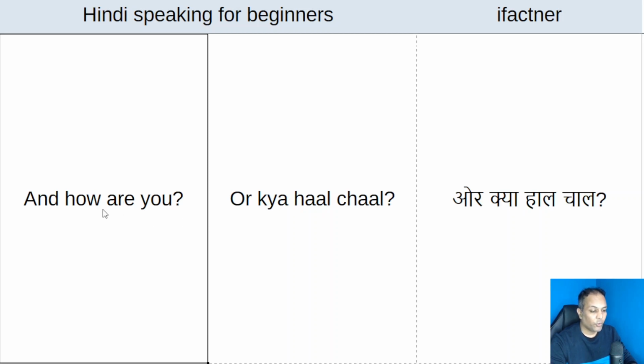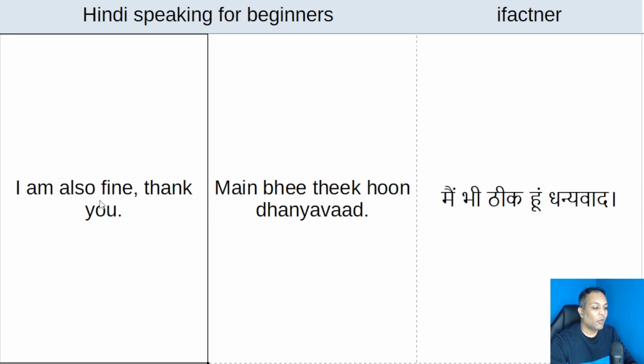And how are you? We can ask और आप कैसे हैं? Or you can simply say और क्या हाल चाल? How you doing? और is and. I'm also fine. Thank you. मैं भी ठीक हूँ. धन्यवाद. मैं is I, भी is also, ठीक हूँ is fine. धन्यवाद, thank you.